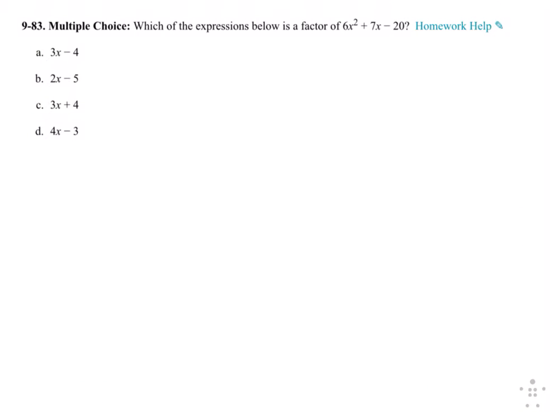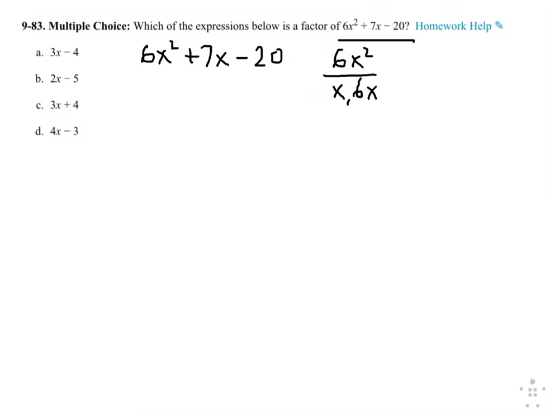Okay, for 983 it's multiple choice, and they want us to factor this and then tell which one of those is a factor. So we have 6x squared plus 7x minus 20. Right, so if we're going to use columns, we have 6x squared, which is x and 6x, and 2x and 3x. And then we have negative 20, right, which is a bigger combination.